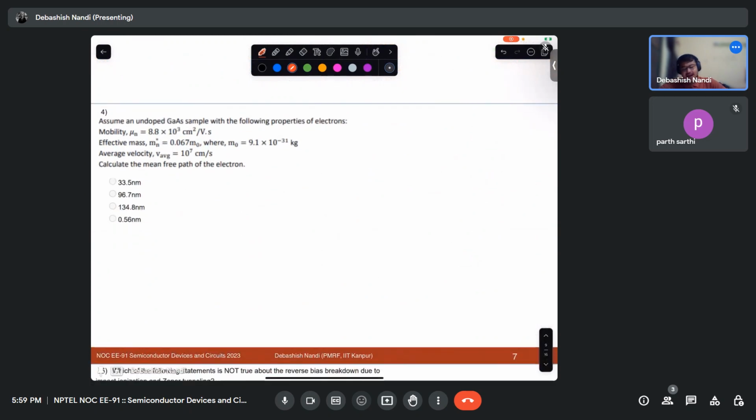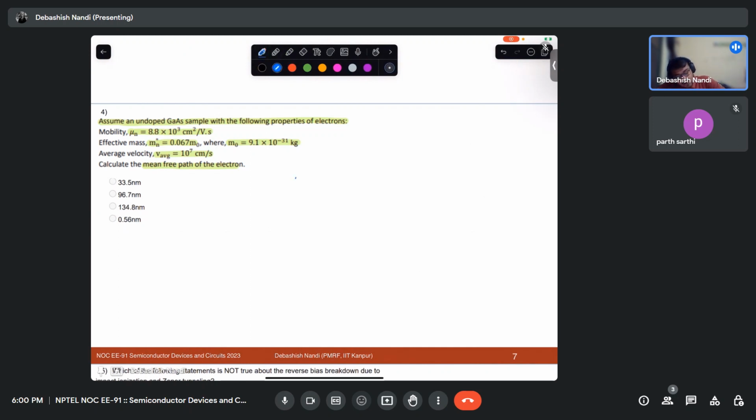Yeah, I think you can answer that. Let me allow you to try to solve this. What do you think? How should we proceed? This is very simple. They have told that assume an undoped gallium arsenide sample with the following properties of electron. Mobility is given, effective mass is given, and average velocity is given. They want us to find out mean free path.